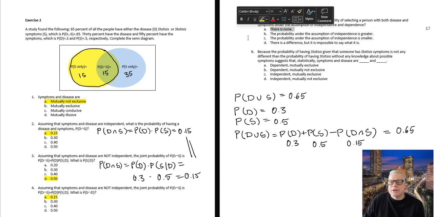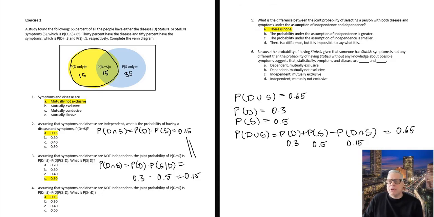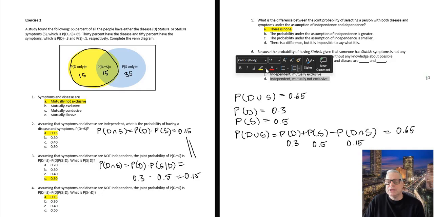So there is none. Therefore, because the probability of having statitis, given that someone has statitis symptoms, is not any different than the probability of having statitis without any knowledge about possible symptoms, statistically symptoms and disease are definitely independent, we have proven that, and they are mutually not exclusive, so D is the right answer.